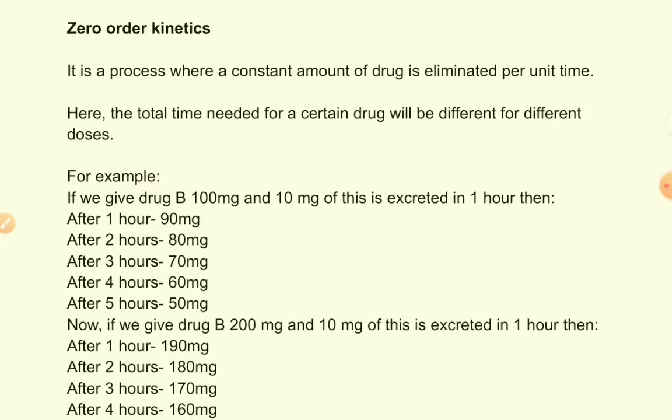Now come to the other order of kinetics, that is zero order kinetics. What is zero order kinetics? It is a process where a constant amount of drug is eliminated per unit of time. That means the exact amount of drug will be eliminated from the body, whatever the dose is. So here the total time needed for a certain drug will be different for different doses. If we give larger doses, then the amount of time needed to be excreted will be very high, and if we give small doses, then the amount of time needed to be excreted will be low.